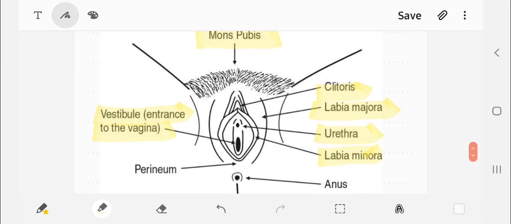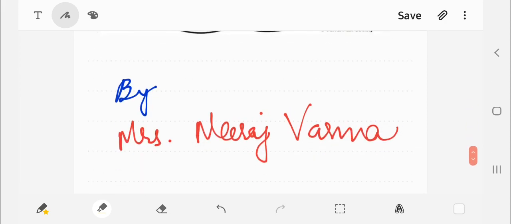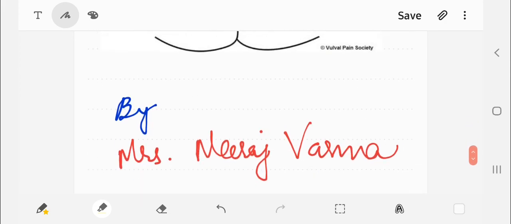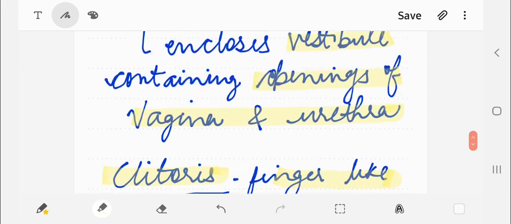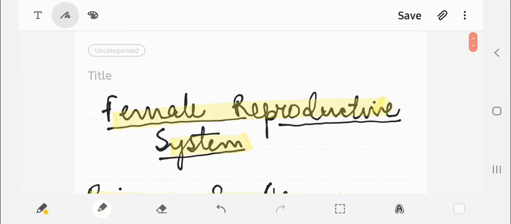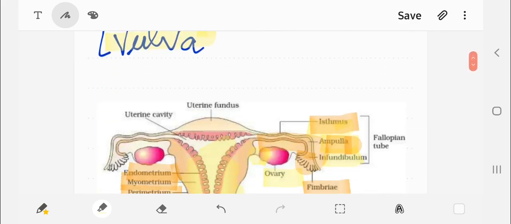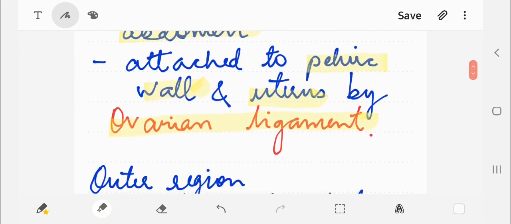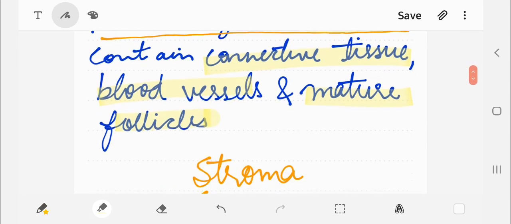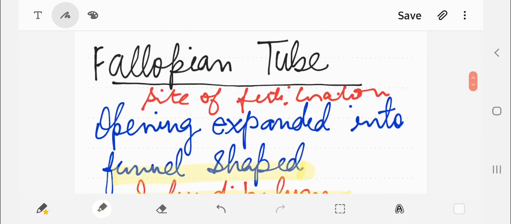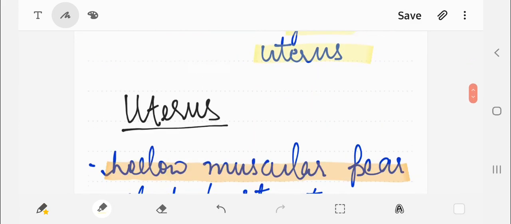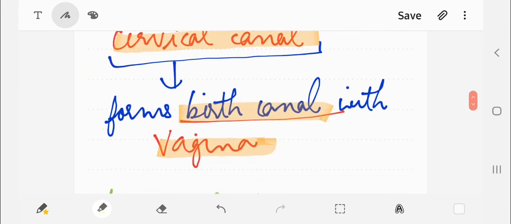So today we have explained the various parts of the female reproductive system, that is the primary sex organs. The accessory ducts we have discussed, from the fallopian tube to the uterus, then the cervix, then the vagina with the cervical canal, and then the mammary gland and the external genitalia, that is the vulva.